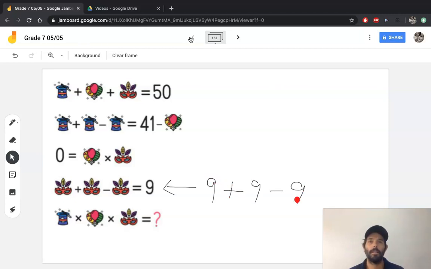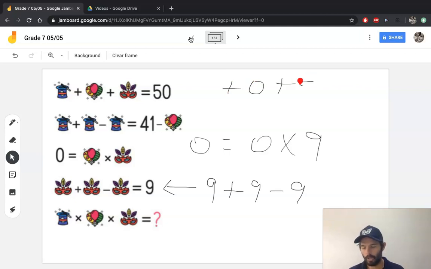Plus 9 is 18, minus 9 is 9. Okay, so if it took you a while to work that out, don't stress. And then once we've got that, we can kind of fill in other answers. We know that 0 is going to be equal to 0 multiplied by 9. Okay, so I'm saying the balloons are 0. Then if I go to the top line, something plus 0 plus 9 must equal 50. So the magic hat must be 41.